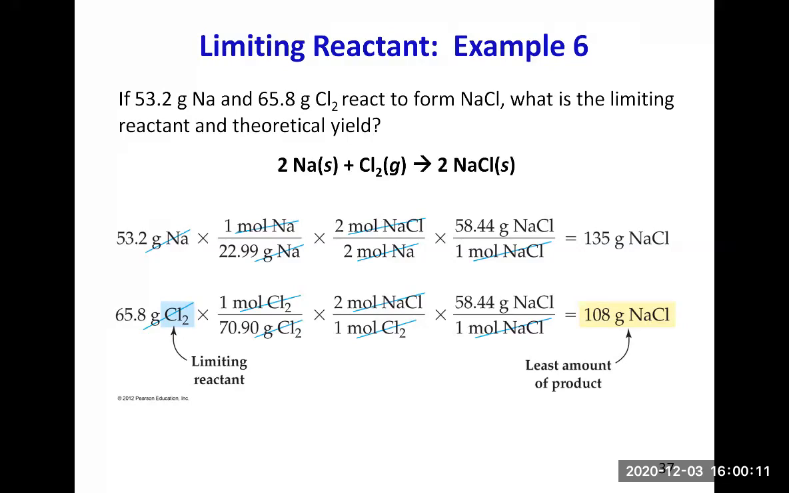And we can see with the amounts above that the least amount of product made is from the chlorine. It's 108 grams versus 135 grams. So you can make less product from the 65.8 grams of chlorine than from the 53.2 grams of sodium. So chlorine is the limiting reactant. It limits the amount of product that you can make to 108 grams of sodium chloride. So that means the theoretical yield is 108 grams of NaCl. That's the maximum amount you can make, and so that's called the theoretical yield.